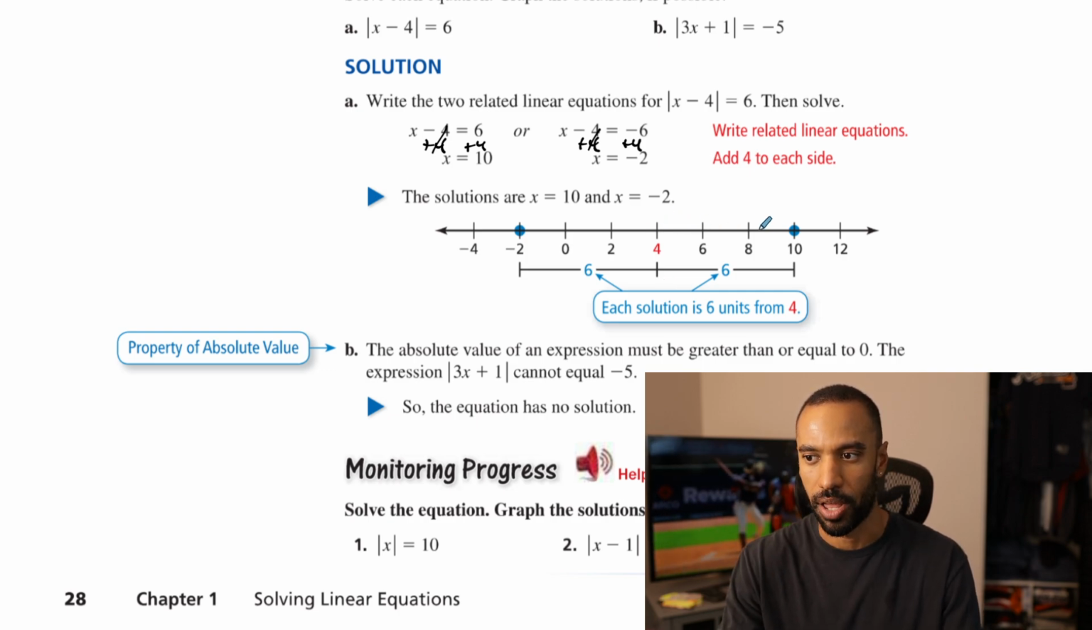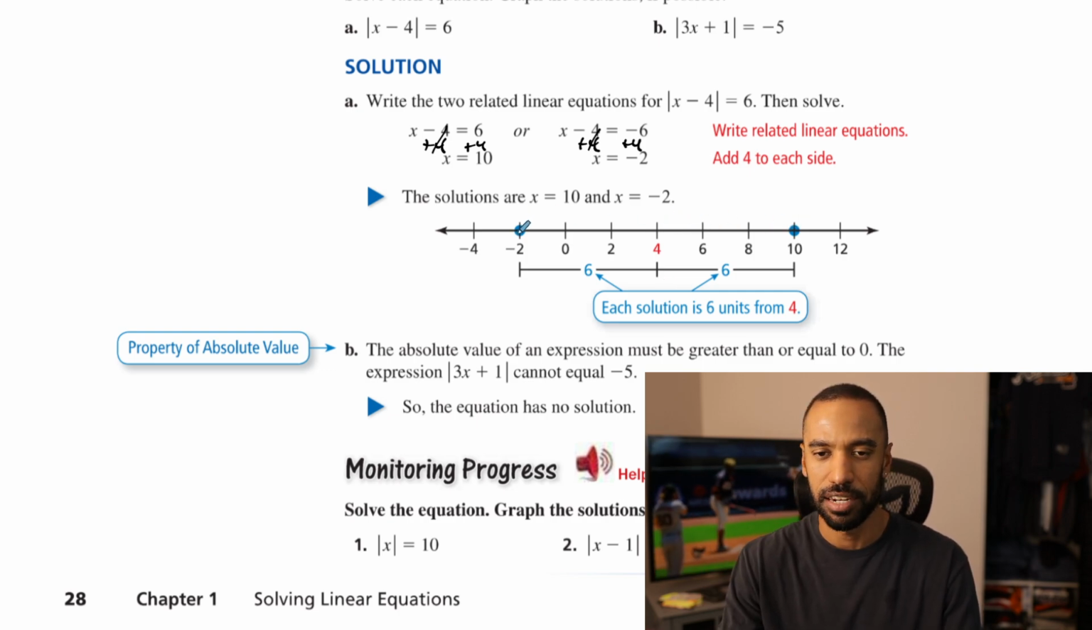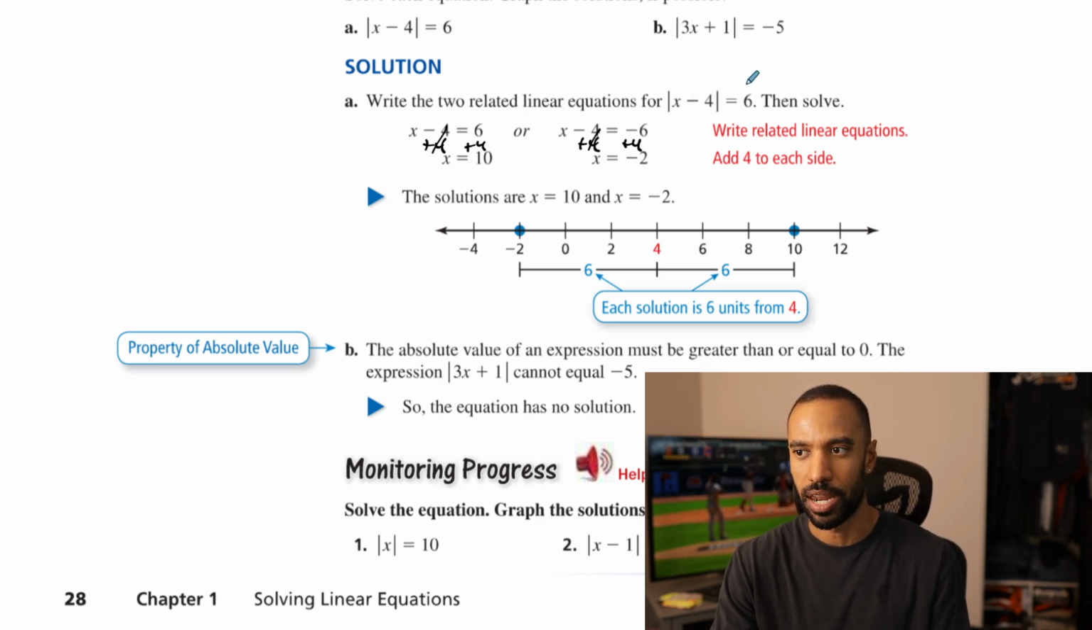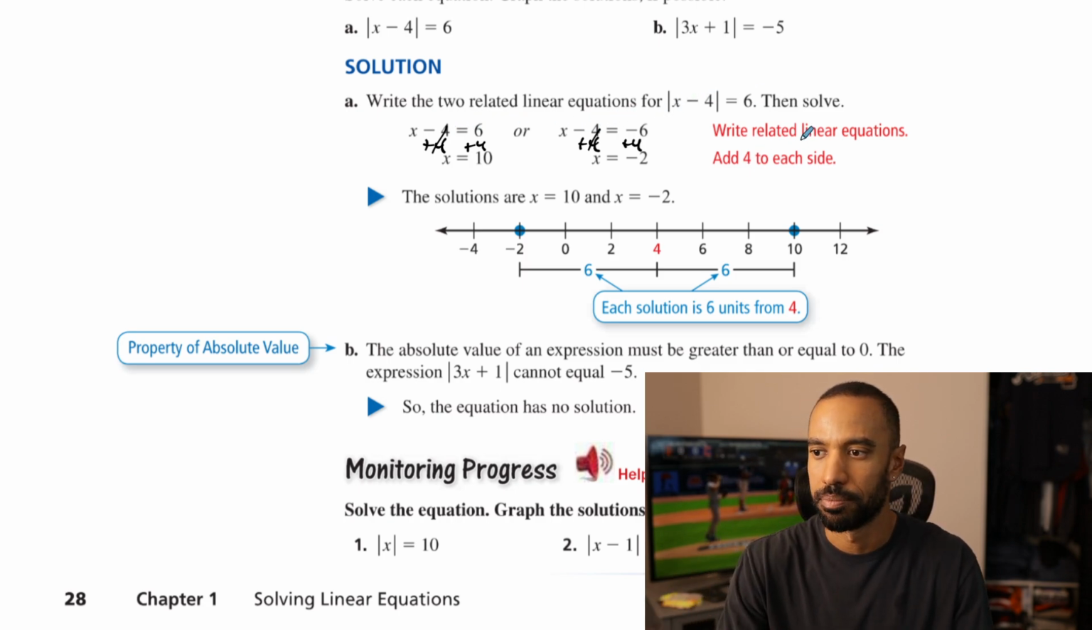So I said plot on a number line. Now, why are they plotting 10 and negative 2 like that? To remind you that these two both are 6 units away from 4. Why does it matter to be 6 units away from 4? Because our number minus 4 equals 6 or negative 6. That's our distance from there. So 6 units away from there.